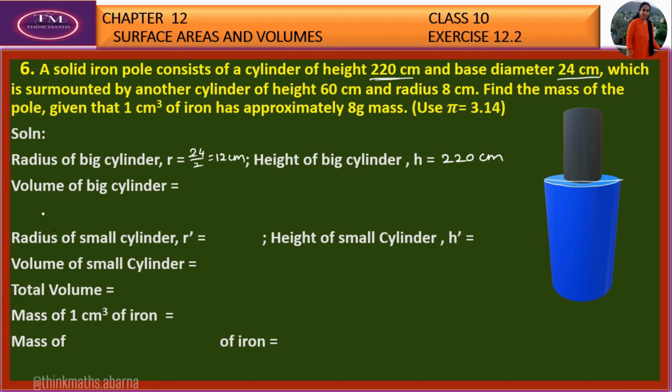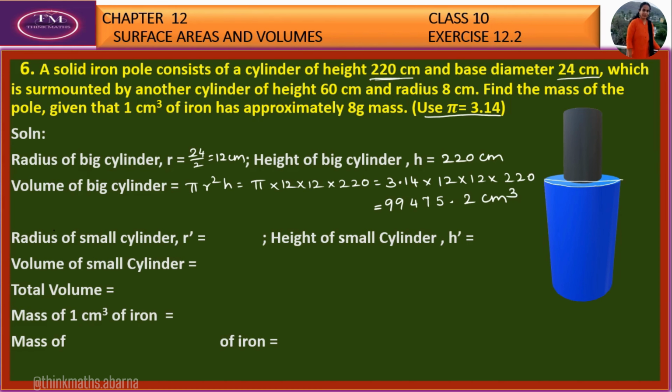Now we have to find out the volume of the big cylinder. So the cylinder formula is pi r square h. So pi, what is r? It is 12. So 12 into 12, h is 220. The pi value is given, use pi is equal to 3.14. So 3.14 into 12 into 12 into 220. If you multiply all these values, you will get 99475.2 centimeter cube. So this is the answer for the volume of the big cylinder.